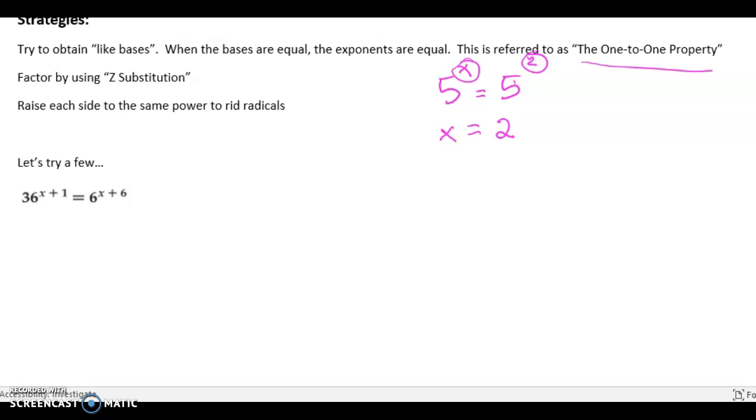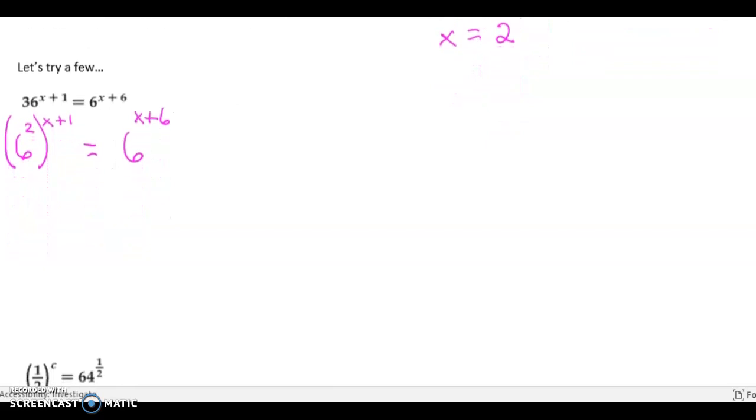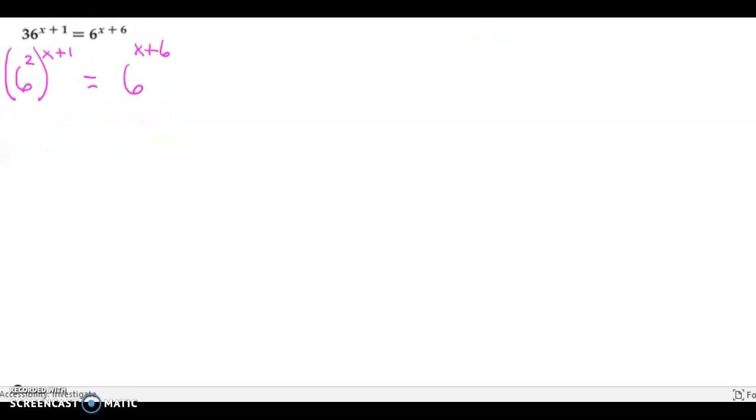Let's try. Here's one. We have 36 to the x plus 1. I could take 36 down to a base of 6. 36 is the same as 6 squared, to the x plus 1 power, equals 6 to the x plus 6 power. Now, what we learned yesterday, we reviewed some rules of exponents. When we have a power to a power, we multiply the powers. So 2 times the quantity x plus 1 gives me 2x plus 2. Don't forget to distribute. Equals 6 to the x plus 6 power.